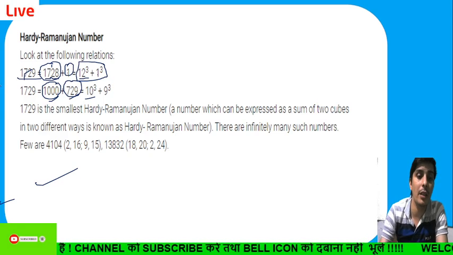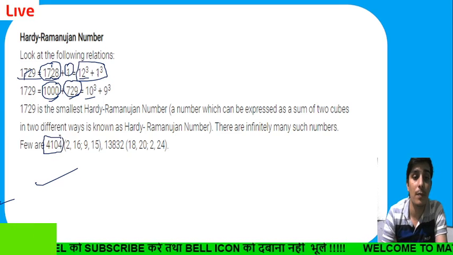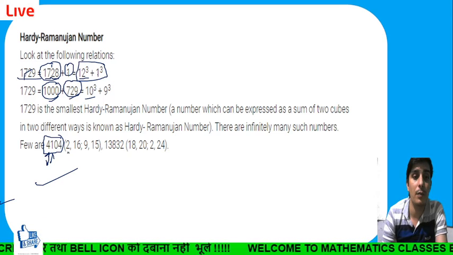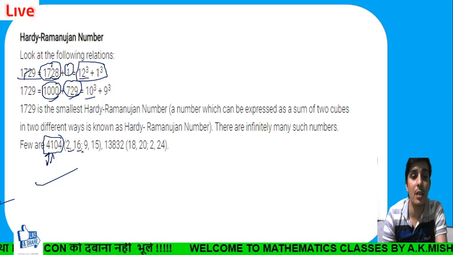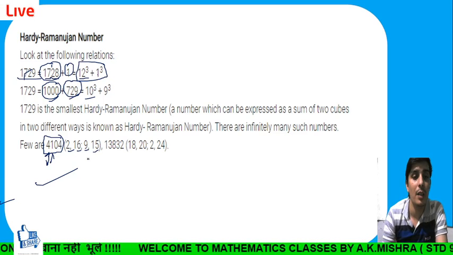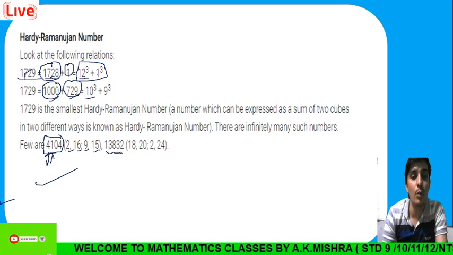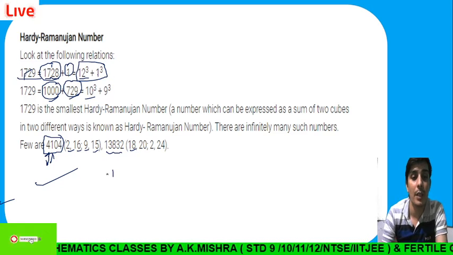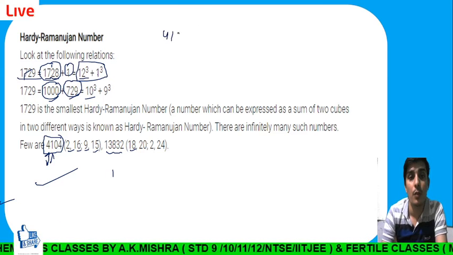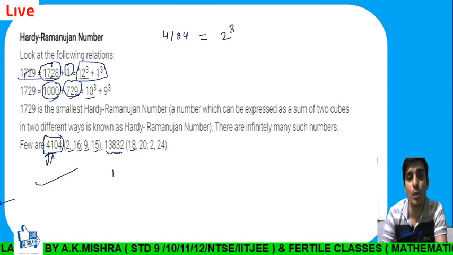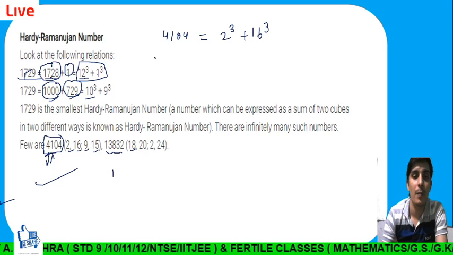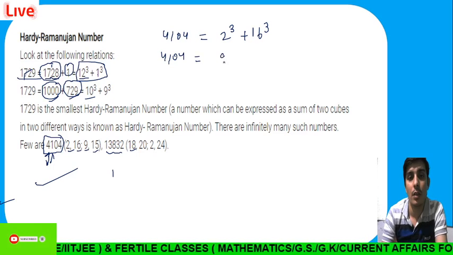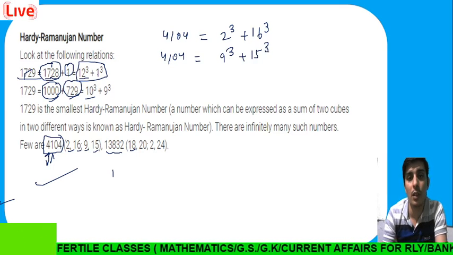You can take another example also, guys. Another few examples are given here. 1401, because we can express it as 2 and 16, and another as 9 and 15. Okay, so you can write it as, and 13,832 you can express as the sum of 18 cubed, right? So you can take another example also. 4104 you can express as 2 raised to the power 3 plus 16 raised to the power 3, and another example. And you can also express 4104 as 9 raised to the power 3 plus 15 raised to the power 3.